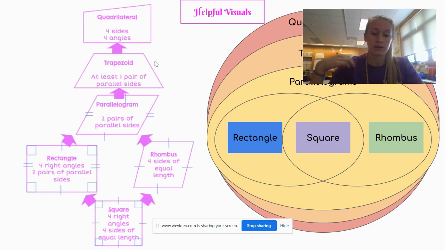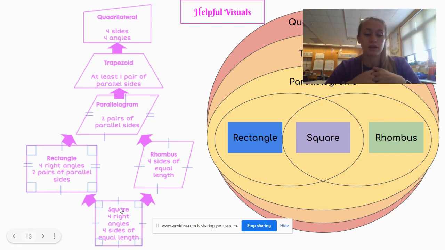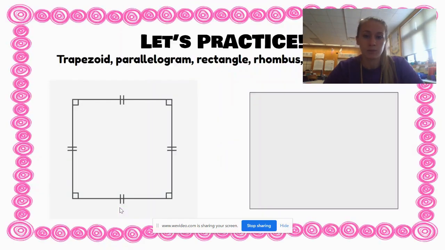So a shape could be either a rectangle or a rhombus, depending on if it has 4 right angles or not. And it could be a square, depending on if it has 4 right angles and sides of equal length. So a shape could be categorized as multiple different types, but we have to see if it matches the requirements for each shape.